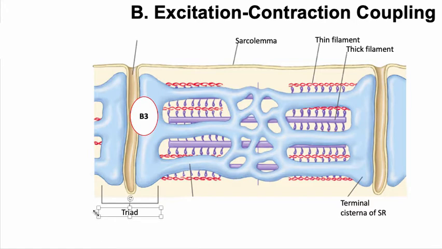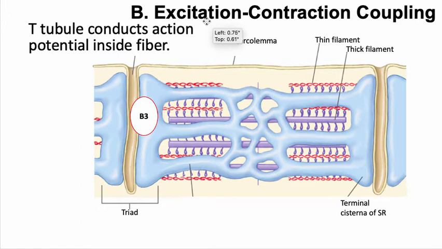Remember that when you have a T-tubule invagination, which is an extension of the sarcolemma into the muscle cell, and two terminal cisternae, then you have a triad.